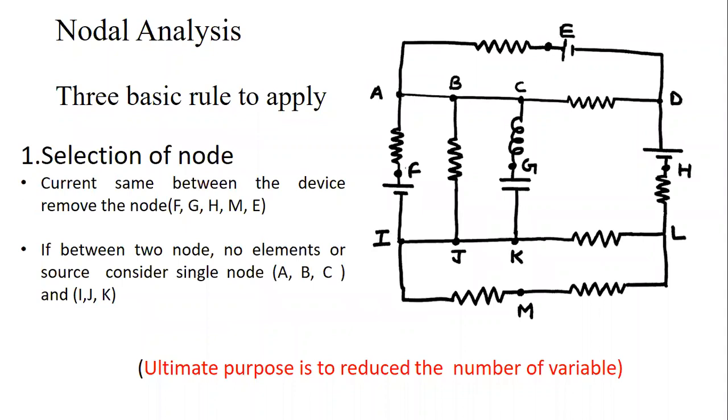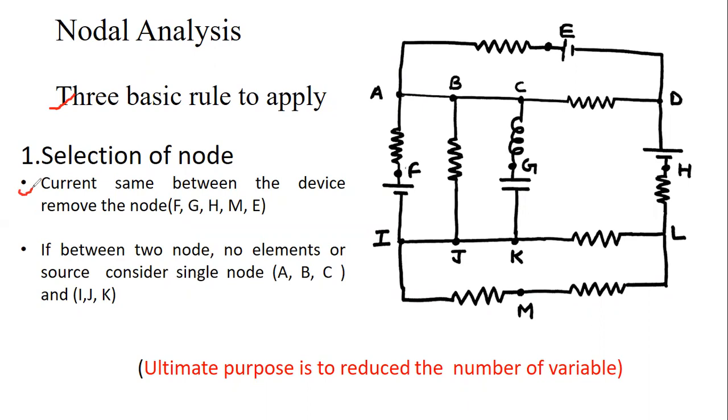Next is nodal analysis. There are three basic principles or rules to apply nodal analysis. First is the selection of nodes. A circuit has a number of nodes, and the basic definition of a node is the interconnection of elements. But it does not mean that you take all the nodes when doing nodal analysis. We have to select the minimum number of nodes.